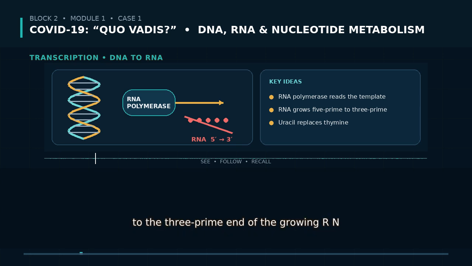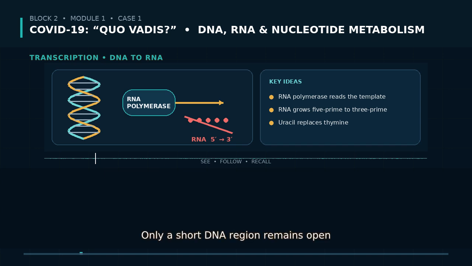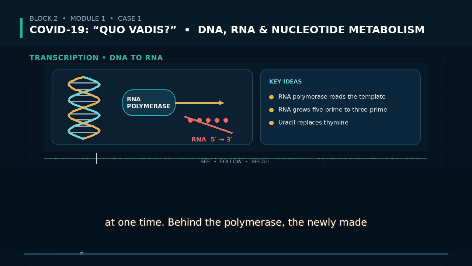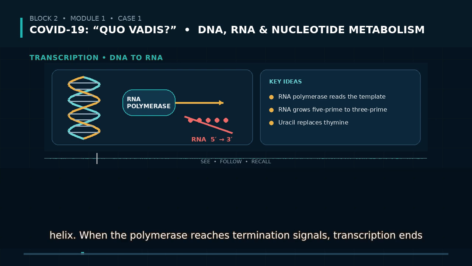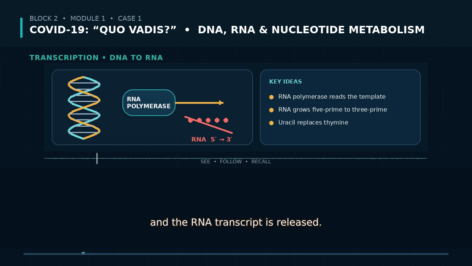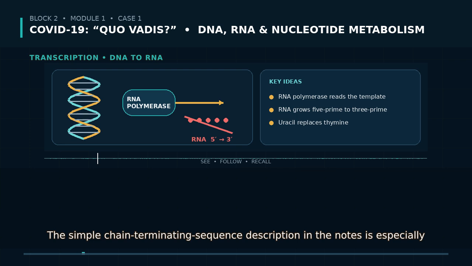Translation, turning messenger RNA into protein. Translation is the process by which ribosomes read messenger RNA and assemble amino acids into a protein. Messenger RNA is read from its 5' end toward its 3' end. Translation normally begins at a start codon, usually AUG. This codon establishes the reading frame and usually introduces methionine as the first amino acid.